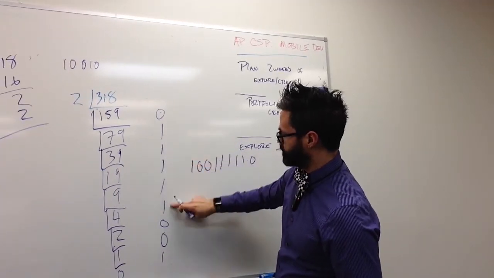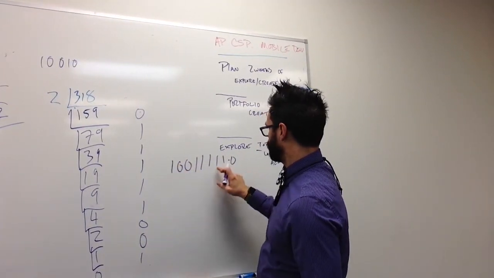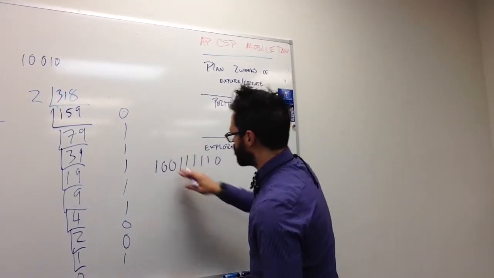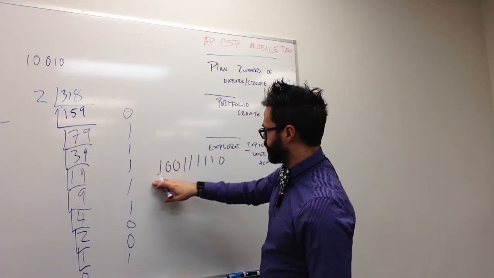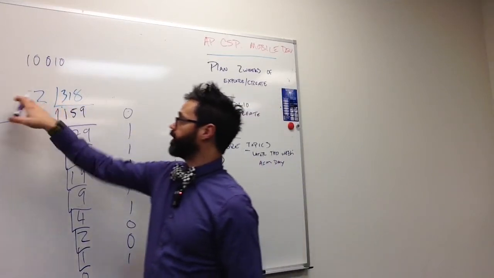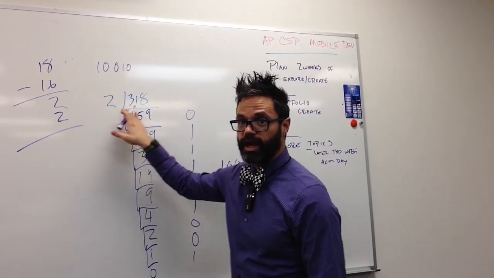So we have 1 2 3 4 5 6 7 8 9. Perfect. Okay. So we have our lovely binary sequence right here, transcribed as a regular binary number. And that number right here is the equivalent of what we have as 318 using decimal.